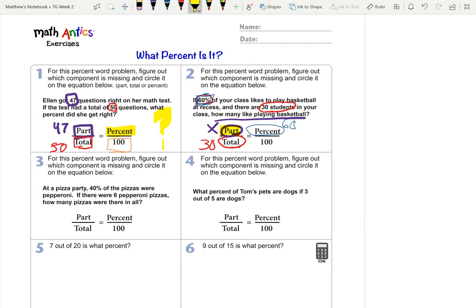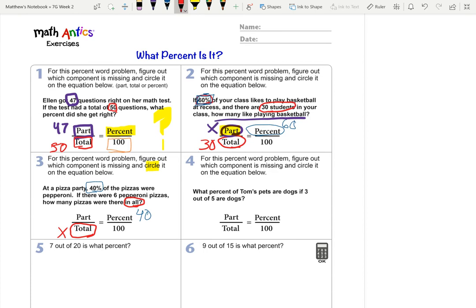All right, now we're moving on to question 3. And again, I'm going to highlight instead of circle. So at the pizza party, 40% of the pizzas were pepperoni. All right, so that's a percentage. So I know that's going to go above my 100. So 40 over 100, that's 40%. If there are 6 pepperoni pizzas, how many pizzas were there in all? Okay, so it's asking in all. So that's going to be my total, the in all. Does it give us a number for that? No, it doesn't. So that's going to be my missing number, X.